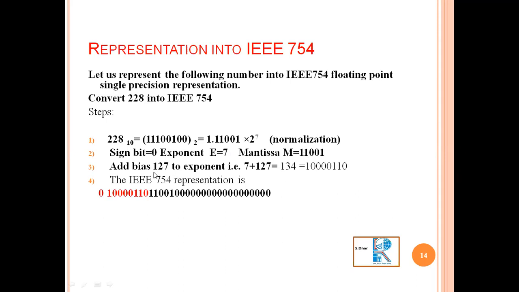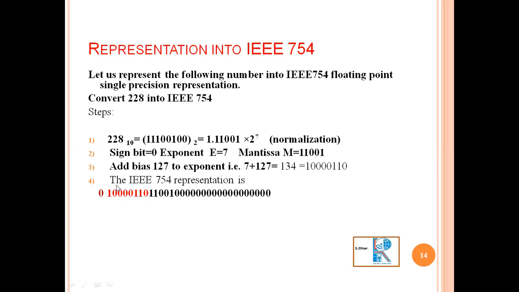Clear? Add bias 127 to the exponent. Why I am adding the bias, I will explain in the next slide. Just remember that with this exponent, that means 7, any exponent, we have to add this bias 127. Clear? So the number is 134. If I represent it in binary, it will be 10000110. So this is the representation of the exponent after adding the bias. Clear? Bias 127 you must add every time. For single precision, bias is 127.